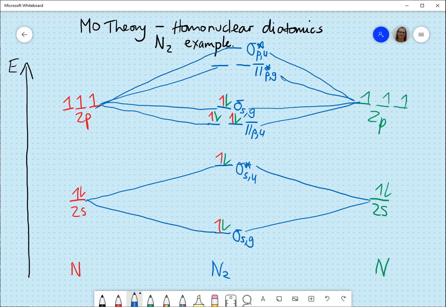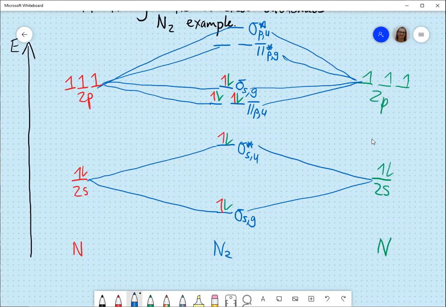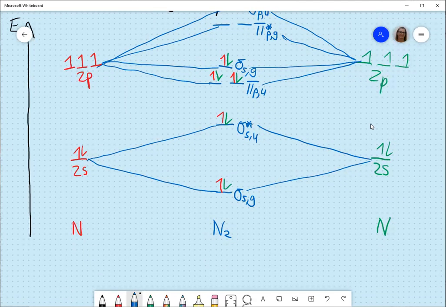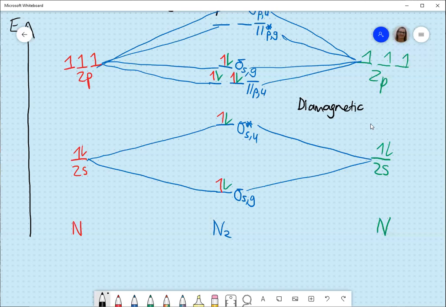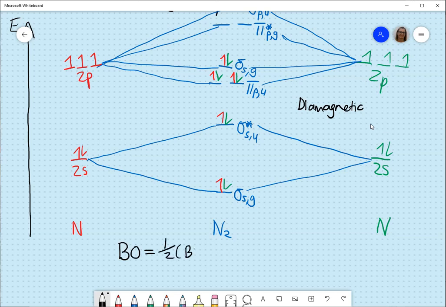Now, let's calculate the bond order. Okay, so before I do that, please notice that there are no unpaired electrons anywhere. Okay, so that indicates that this material is something called diamagnetic, which means that it will not have any magnetic properties and it will not deflect a magnetic field. Okay, if we calculate the bond order, all right, so bond order, according to the formula, is equal to half the number of bonding electrons minus the antibonding electrons.